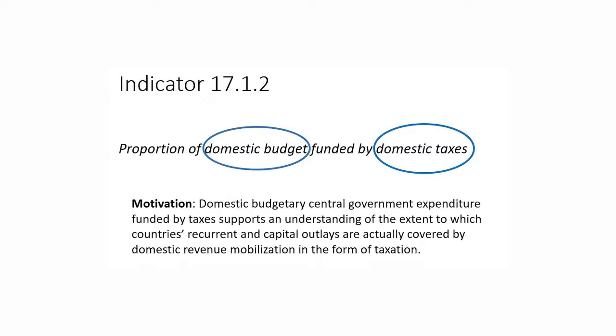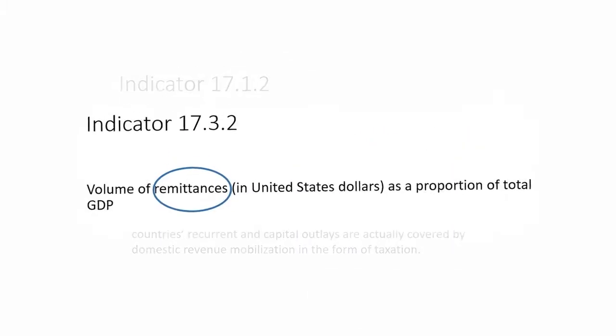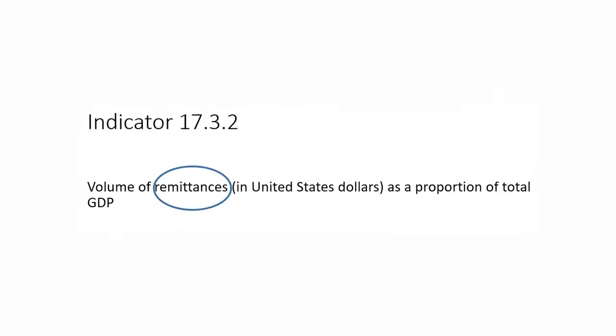The motivation is that these indicators try to shed light on how able a government is to cover its expenditures by its own taxes. And indicator 1732 is volume of remittances in US dollars as a proportion of GDP. Here I will explain what are remittances, and again I will not explain what is GDP.